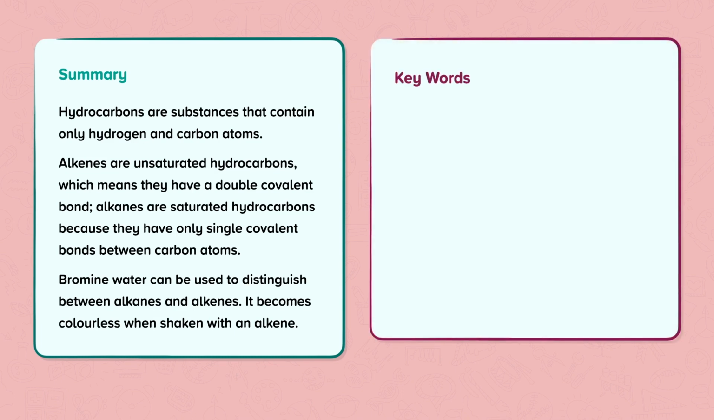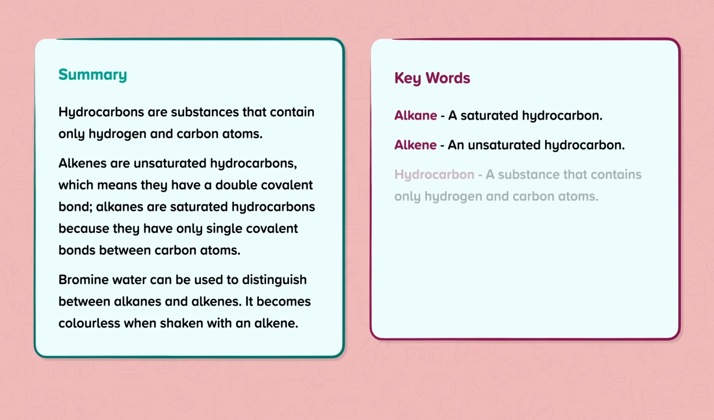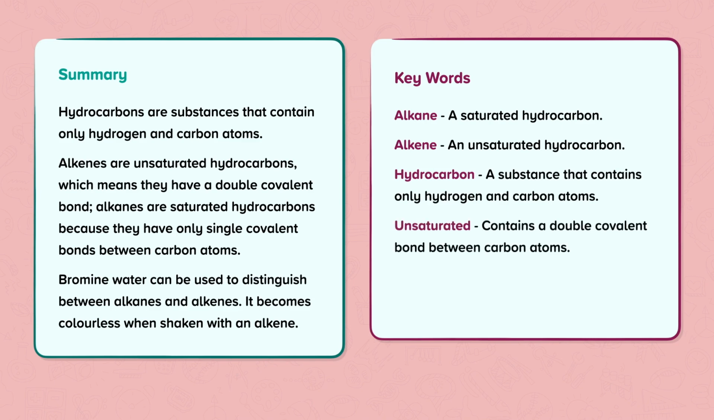Keywords: alkane, a saturated hydrocarbon. Alkene, an unsaturated hydrocarbon. Hydrocarbon, a substance that contains only hydrogen and carbon atoms. Unsaturated, contains a double covalent bond between carbon atoms. Saturated, contains only single covalent bonds between carbon atoms.